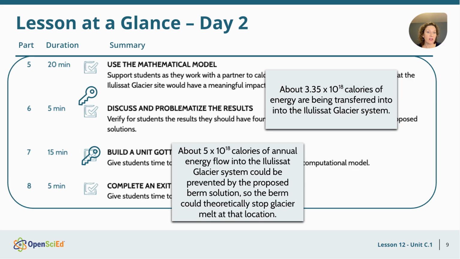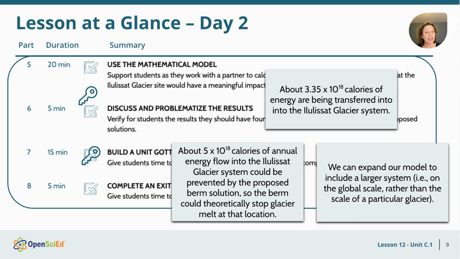We figure out that about 5 times 10 to the 18th calories of annual energy flow into the Ilulissat Glacier system and could be prevented by the proposed berm solution. In other words, the berm could theoretically stop the Ilulissat Glacier from melting.